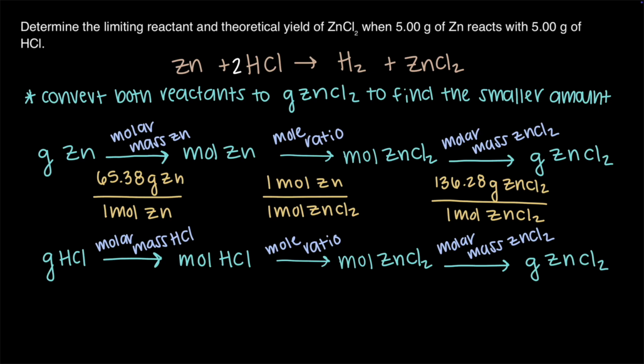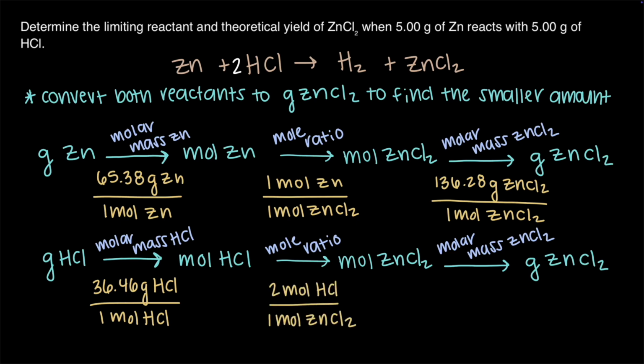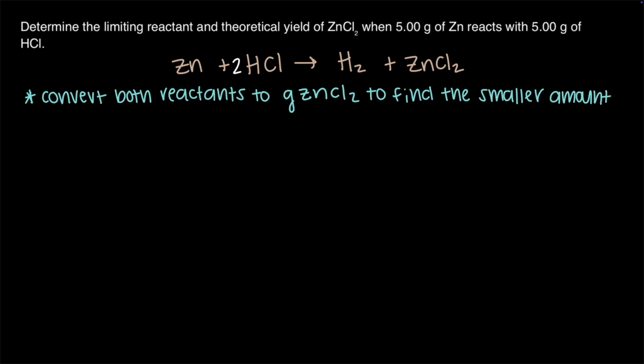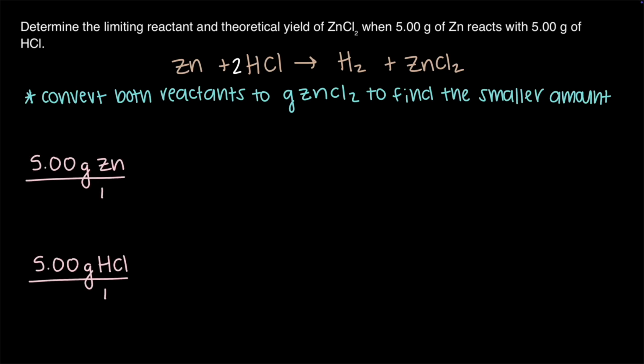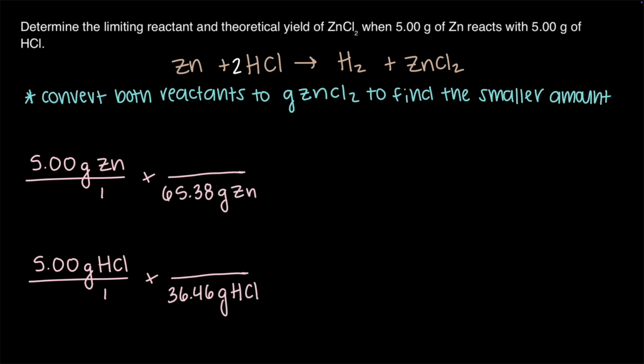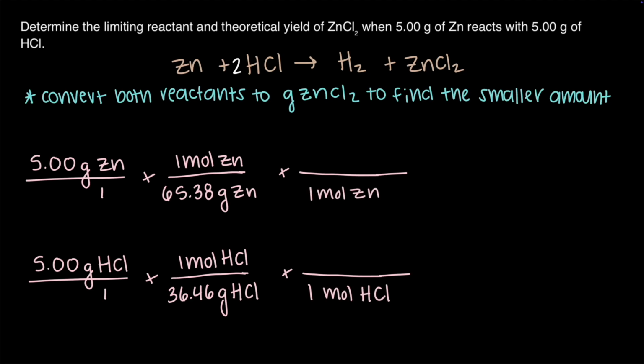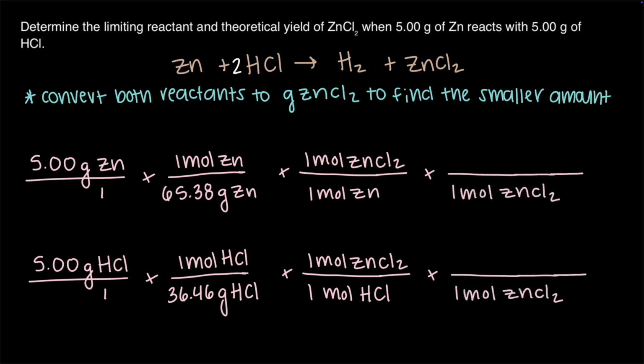The conversion factors will be 36.46 grams of HCl for every 1 mole of HCl, 2 moles of HCl for every 1 mole of ZnCl2, and 136.28 grams of ZnCl2 for every 1 mole of ZnCl2. Setting up all units to cancel, we start with 5 grams of zinc and 5 grams of HCl over 1. In the next fraction, we put the grams for each on the bottom and moles for each on the top. In the next fraction, we put the moles of zinc and HCl on the bottom and moles of ZnCl2 on the top for each. In the next fraction, we put the moles of ZnCl2 on the bottom and 136.28 grams of ZnCl2 on the top for each.